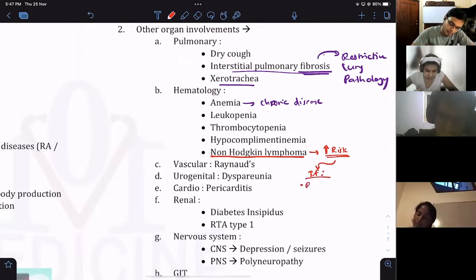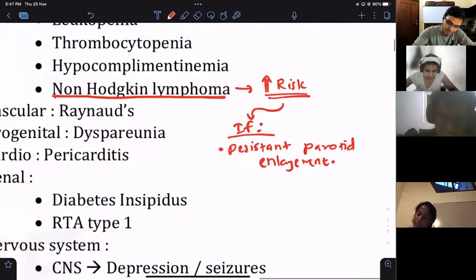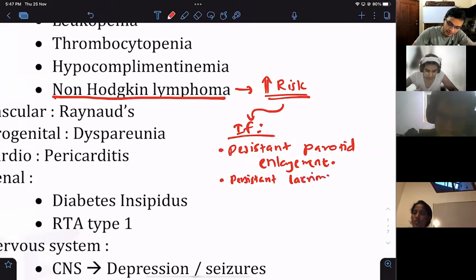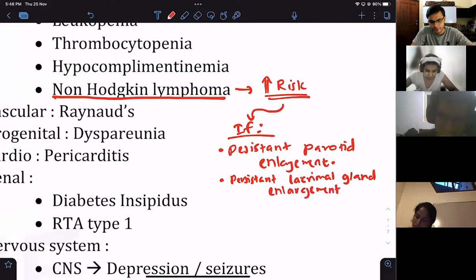Write this down. Persistent parotid enlargement. Now, this is one thing I forgot to mention in our previous triad. I will come back to that after this point. Look at this, persistent parotid enlargement. Another one, persistent or overt lacrimal gland enlargement.